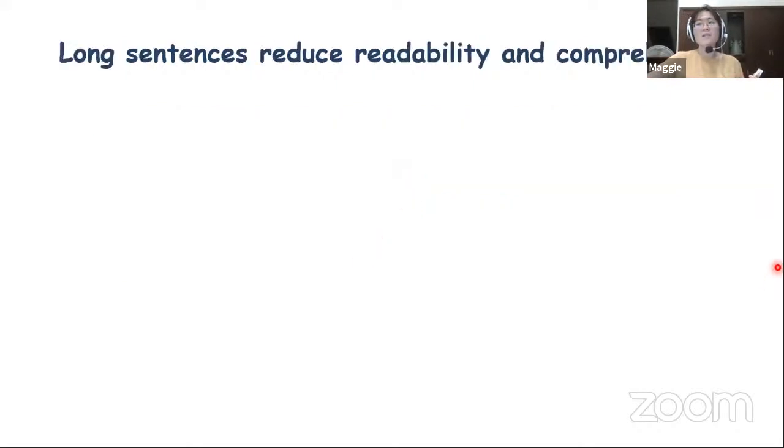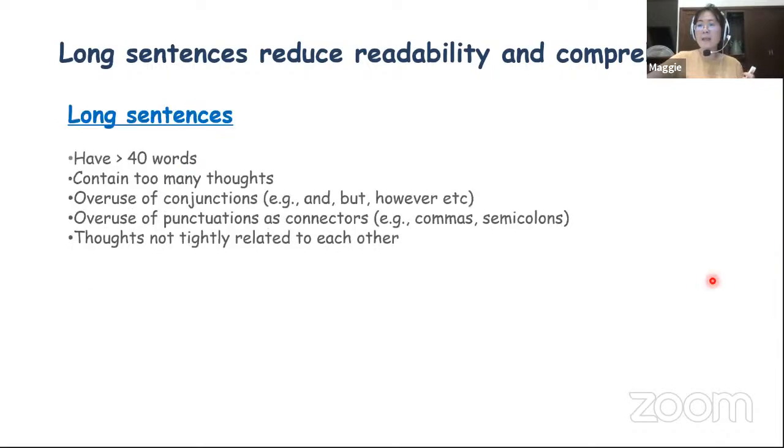So long sentences, as you can read on the last page, reduce readability and comprehension. We can call a sentence long if it has more than 40 words, and if it contains too many thoughts. For example, on the last page there are 5 thoughts in just one sentence, and it has 61 words. And they overuse conjunctions, for example too many "and", too many "but", and too many "however", and so on.